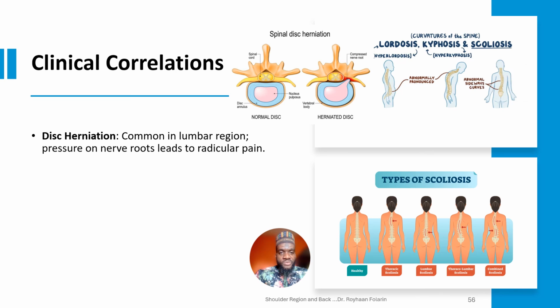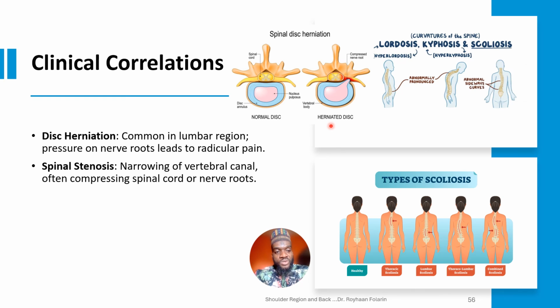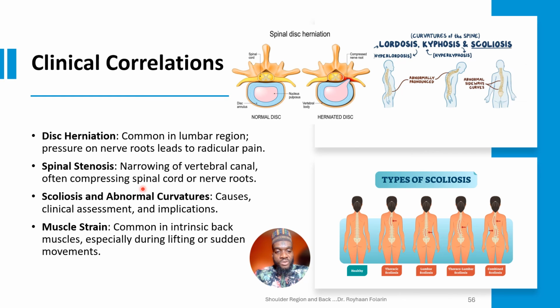So, clinical correlations. We mentioned spinal disc herniation, which is common, especially in the lumbar region. It results in pressure on the nerve roots, which leads to radicular pain. We also have what is called spinal stenosis, which is a narrowing of the vertebral canal. When you have a narrowing of the vertebral canal, that's often referred to as stenosis, and it results in compression of the spinal cord and the nerve roots.